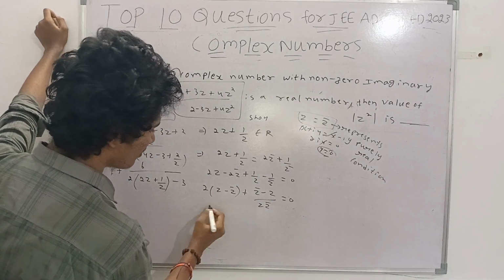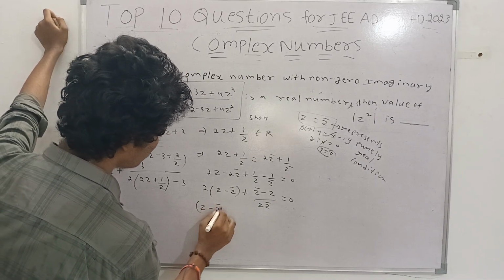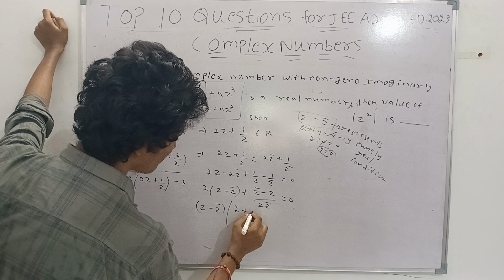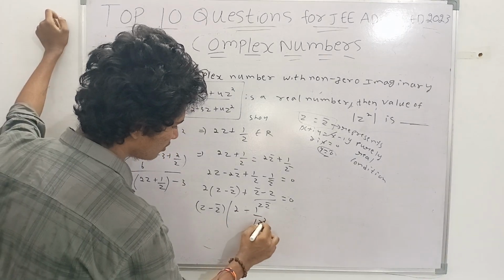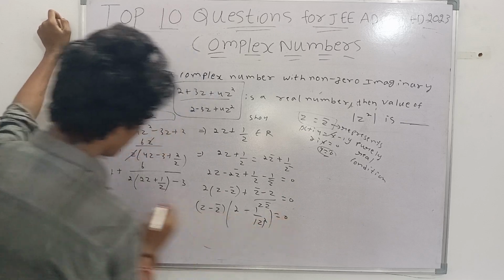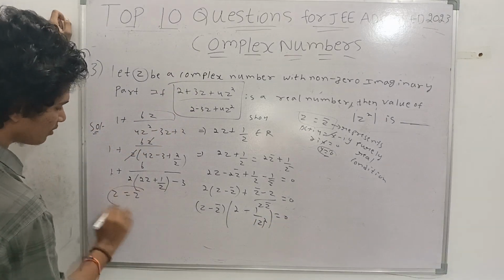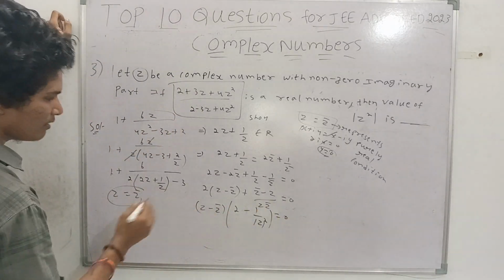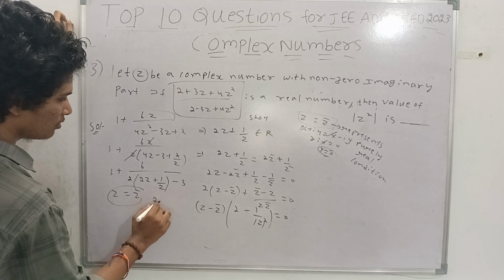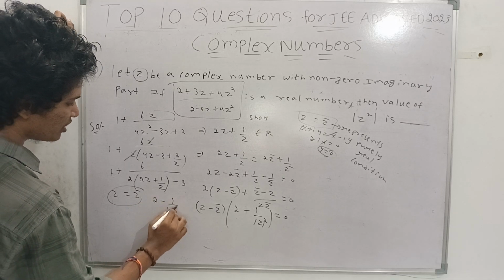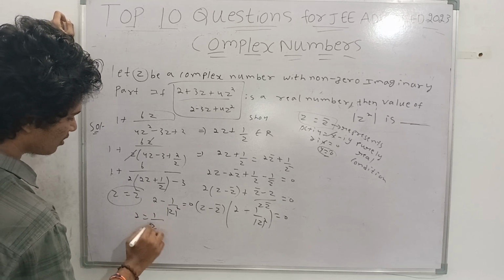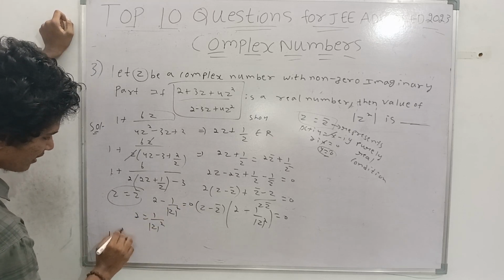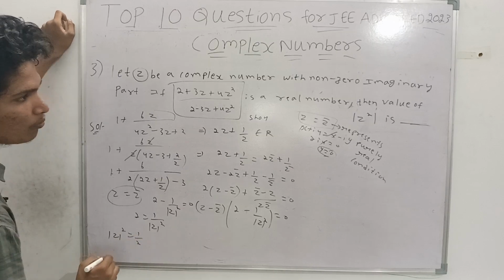Yes, if I take common z bar, z minus z bar, what will it be? 2 plus 2 minus 1 by z bar is mod z square. This thing is equal to 0. z equal to z bar, it is correct. The first thing is equal to 0, yes, it is correct. What will the second one be? This should be equal to 0. So 2 equal to 1 by mod z square. So mod z square equal to 1 by 2.